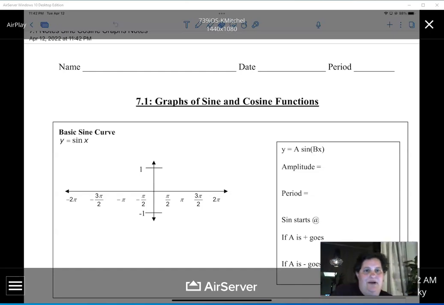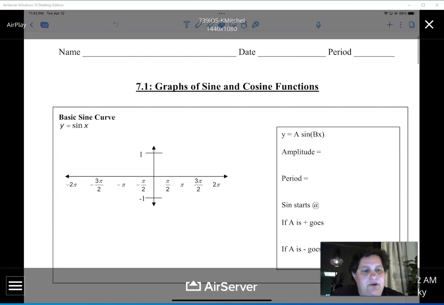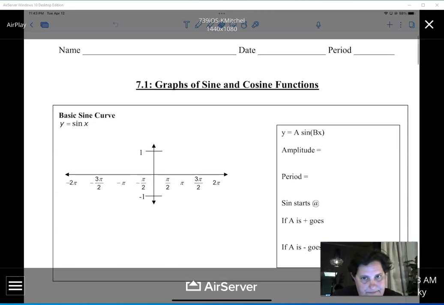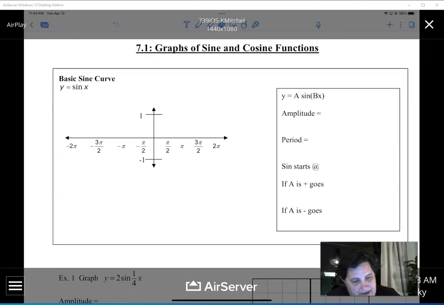We're going to start our graphing of trig functions. I know you guys messed around with this the other day with the activity that I gave you on Desmos and then the discovery thing on Delta Math. So hopefully you got an idea. But what I want to do is go through the actual process of how I want you to graph sine and cosine from here on out. All right, your basic sine curve.